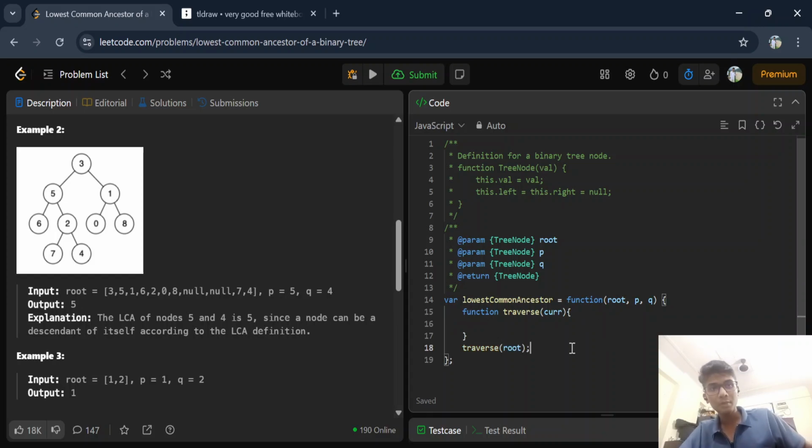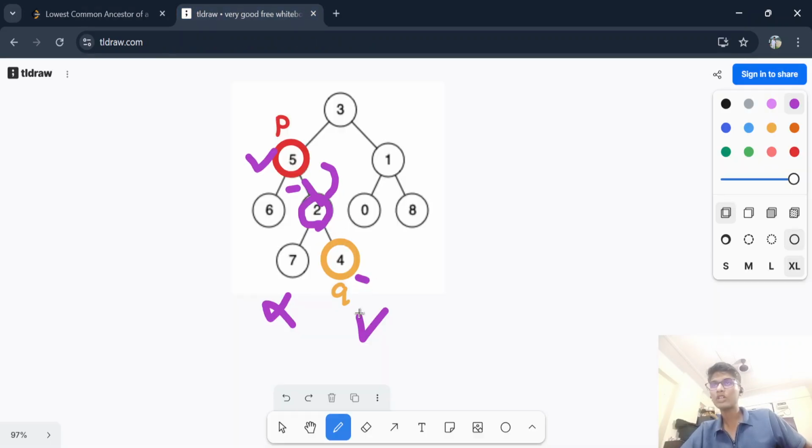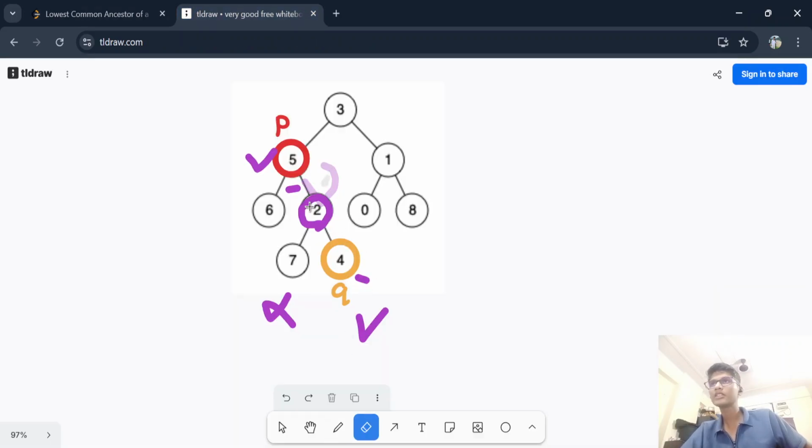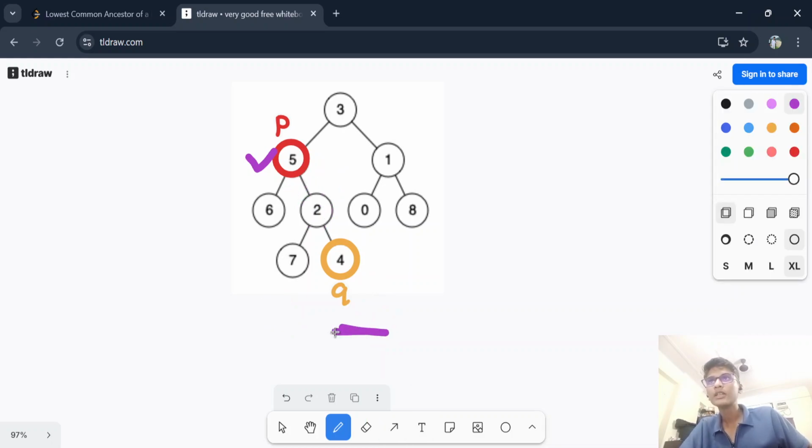I will use a bottom up approach here. How? I will go to bottom first. I'm clearing all this, and now I'm telling you my approach. See what I will do here. So I will go to bottom. Yes, bottom. Bottom means both left and right are null.